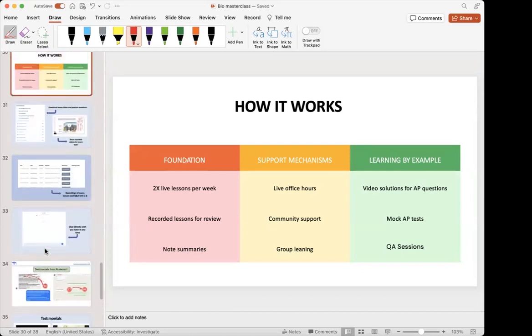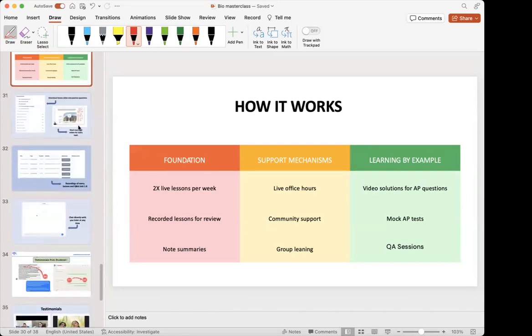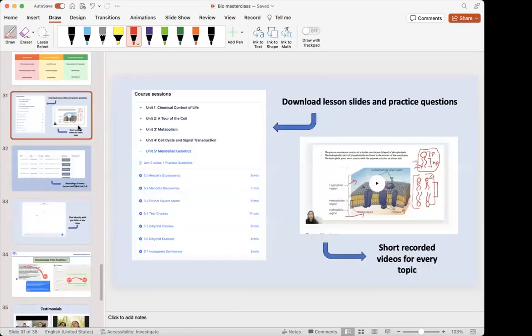Okay, so that's pretty much it in terms of how it works. For our website, which you guys can check out, there are a lot of resources that are available to students that are doing AP biology. So for example, in our course sessions section, you can download all the lesson slides that I use. You can download all the Q&As. You can download extra practice question sets. So it's all available to you through the program. It's really just a matter of downloading it.